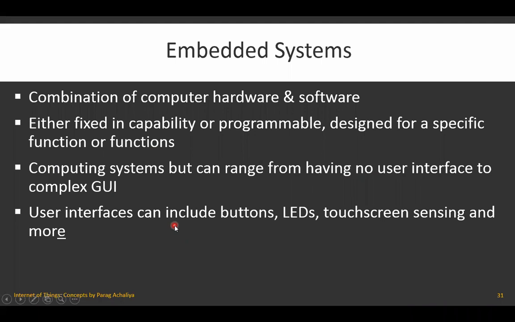User interfaces can be buttons, LEDs, or a touch screen. Sensing, touching, and all those things can be treated as various user interfaces. So whatever we use as a touch screen is a combination of hardware and software, which is an example of an embedded system.